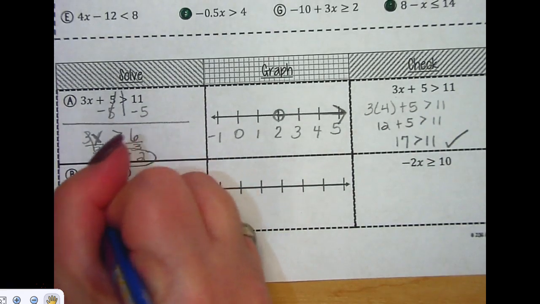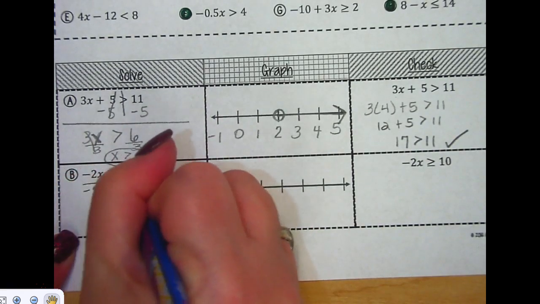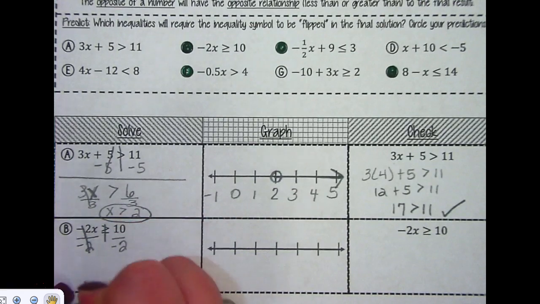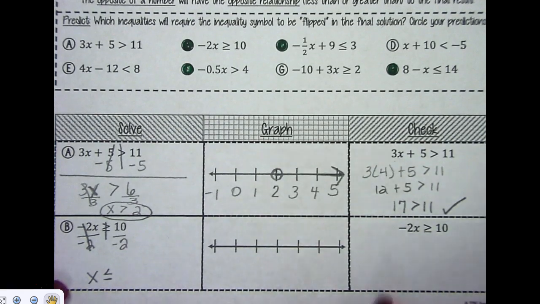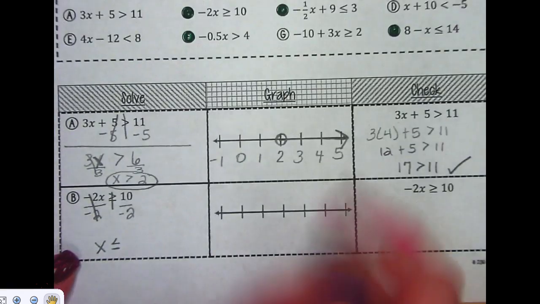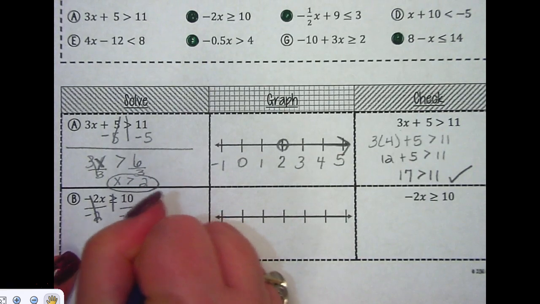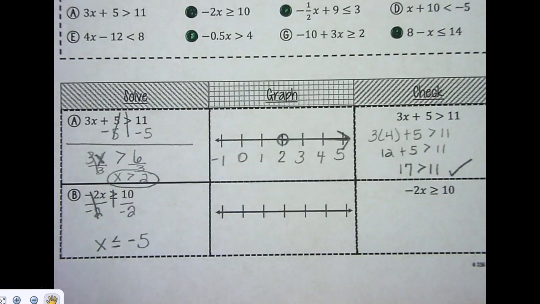And remember what happens when we divide by a negative. We have to flip. So we end up with x is less than or equal to, what's 10 divided by negative 2? Negative 5. Ooh, that was so much fun.